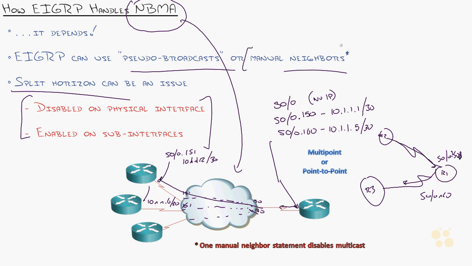Or you can go in and enable manual neighbors, where I actually go in and type your neighbor is this, your neighbor is this, and you type in the individual IP addresses of each neighbor. And you can see my little note down here. One manual neighbor statement disables multicast, disables this pseudo broadcast. So that means if you do one manual neighbor, you have to do neighbor statements for every single one.